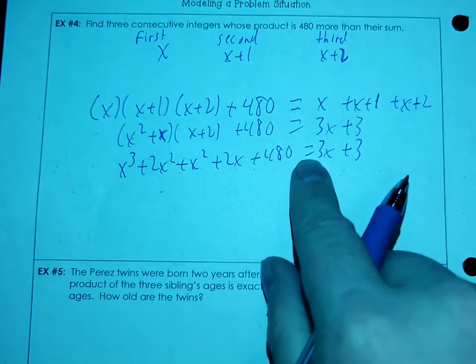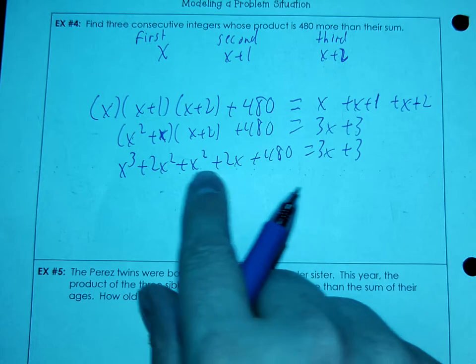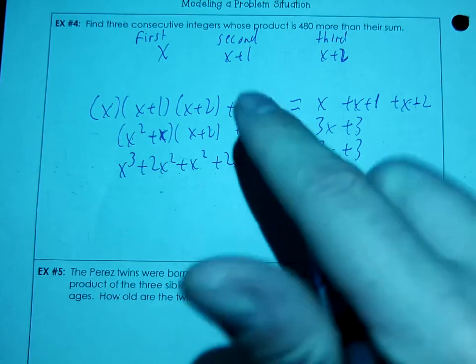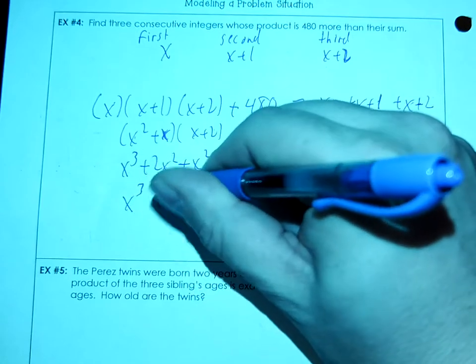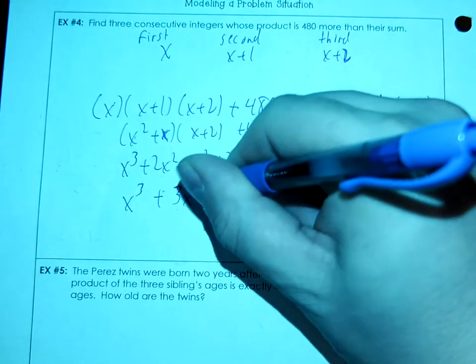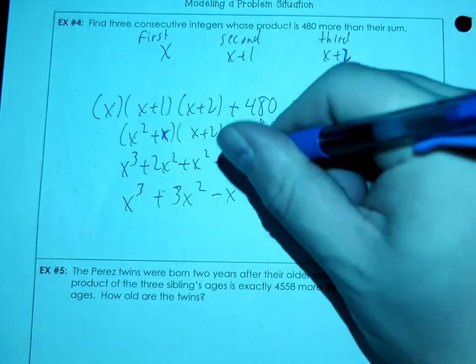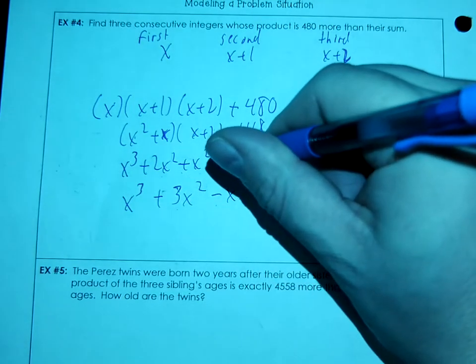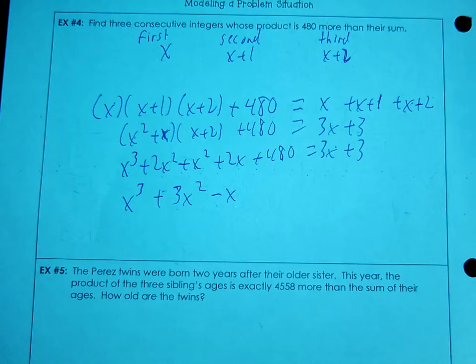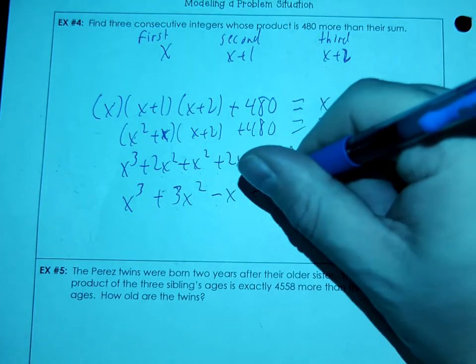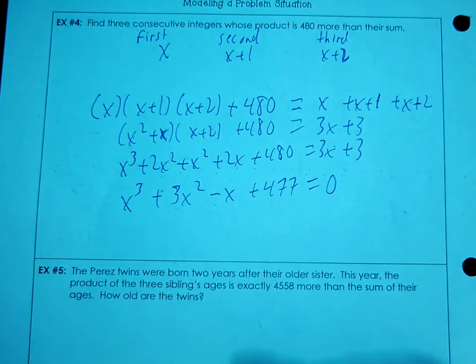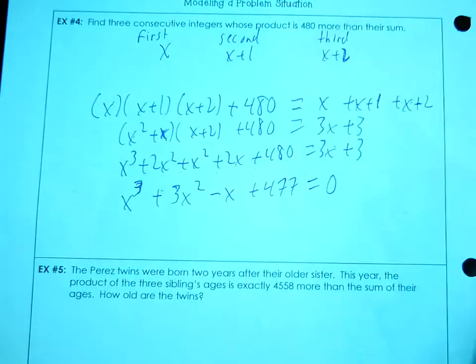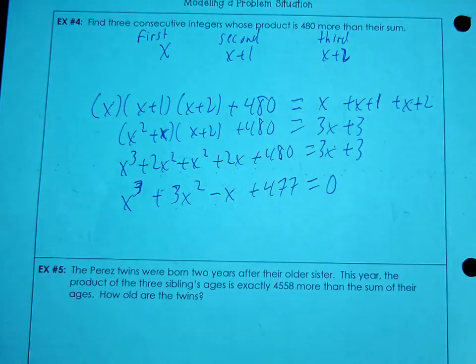I'm going to take the 3x from the 2x. I'm going to combine these x squareds. I'm going to take the 3 from the 480. So x cubed plus 3x squared, 3x taken away from 2x is minus x, and then 3 from 480 is plus 477, equal to 0. And so now I can solve this for its real zero. I'm looking for a real zero here. It does have 3 zeros. I just need a real zero, and if there happens to be more than one, then that means there's more than one answer.